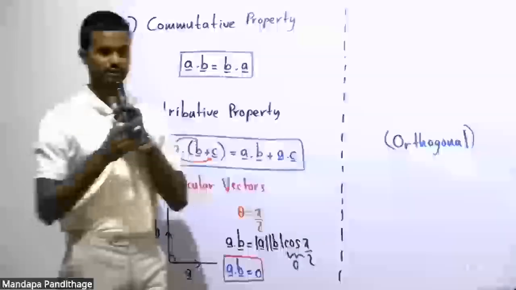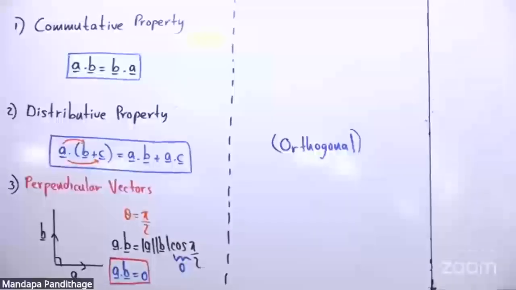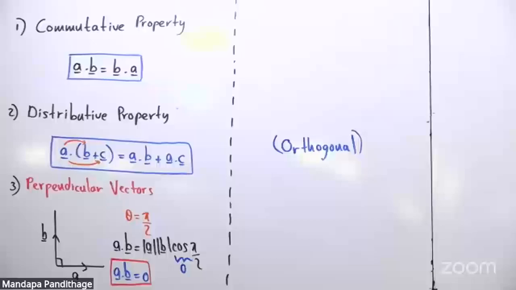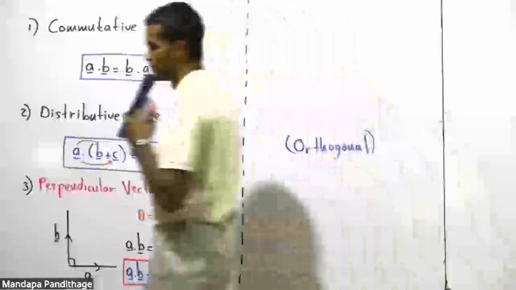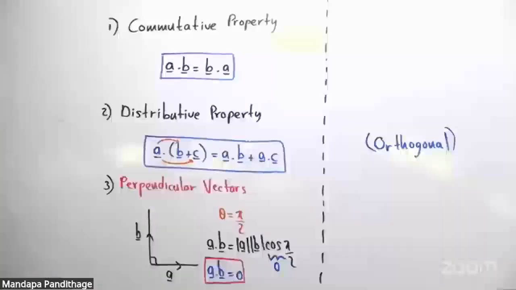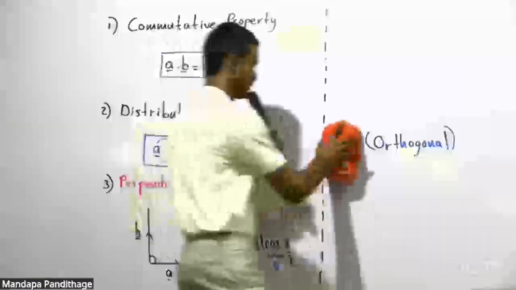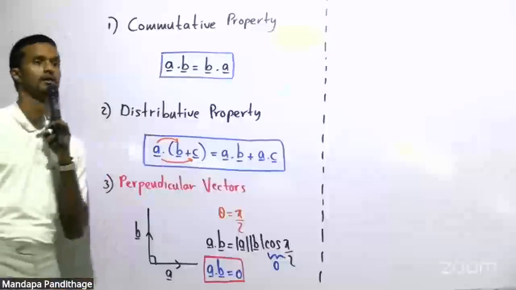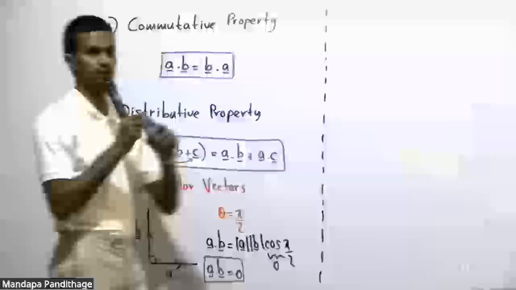Within brackets, orthogonal: we need to show that two vectors are perpendicular, within brackets or orthogonal, and then continue. We need to show that the dot product is 0. Dot product is 0.